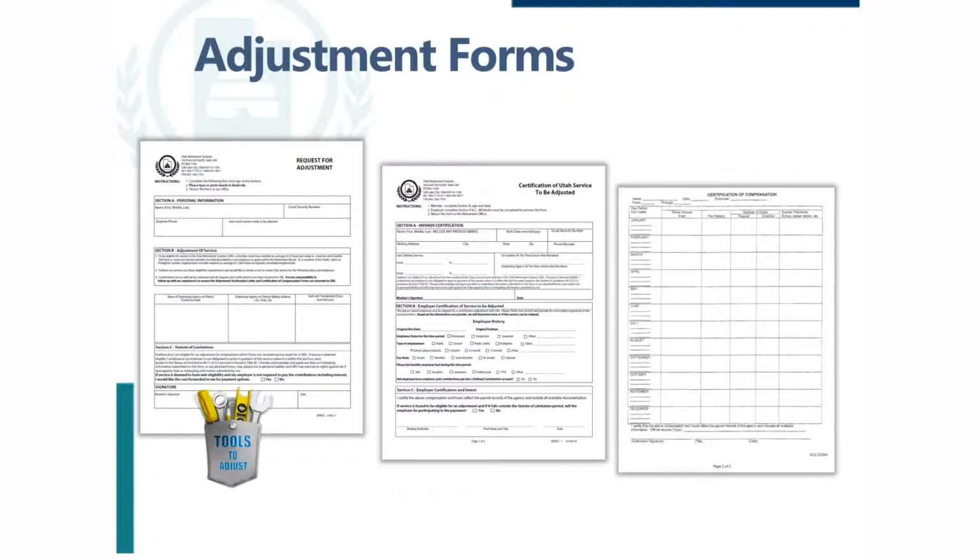You can see here the two forms that I referenced. The request for adjustment is the form your employees will complete. The certification of Utah service to be adjusted is the form your employees may bring to your agency for completion. Keep in mind that our office will not interfere in your agency's decision to pay or not to pay for an adjustment that is beyond 4 years from the point of discovery.